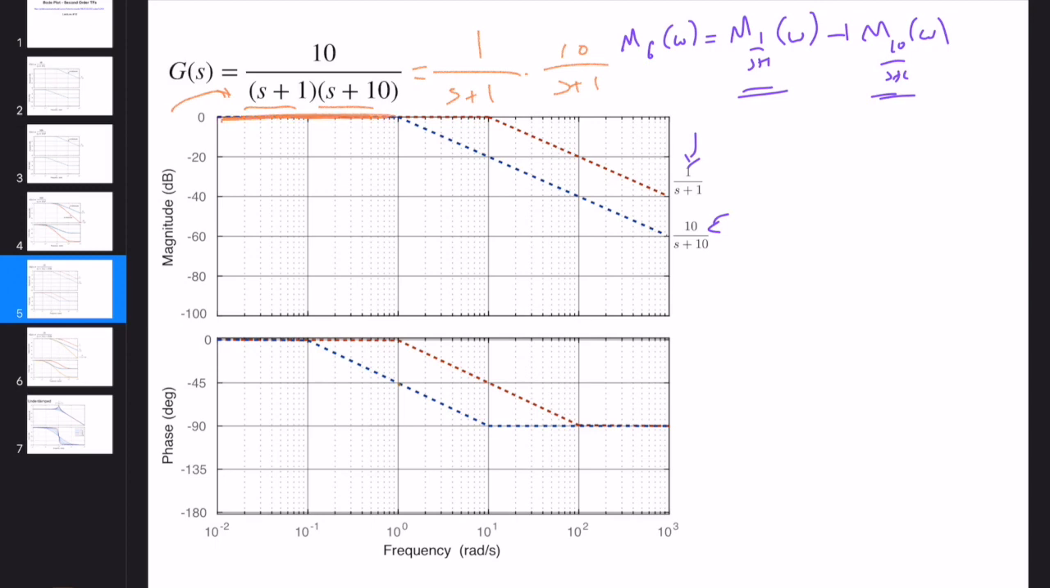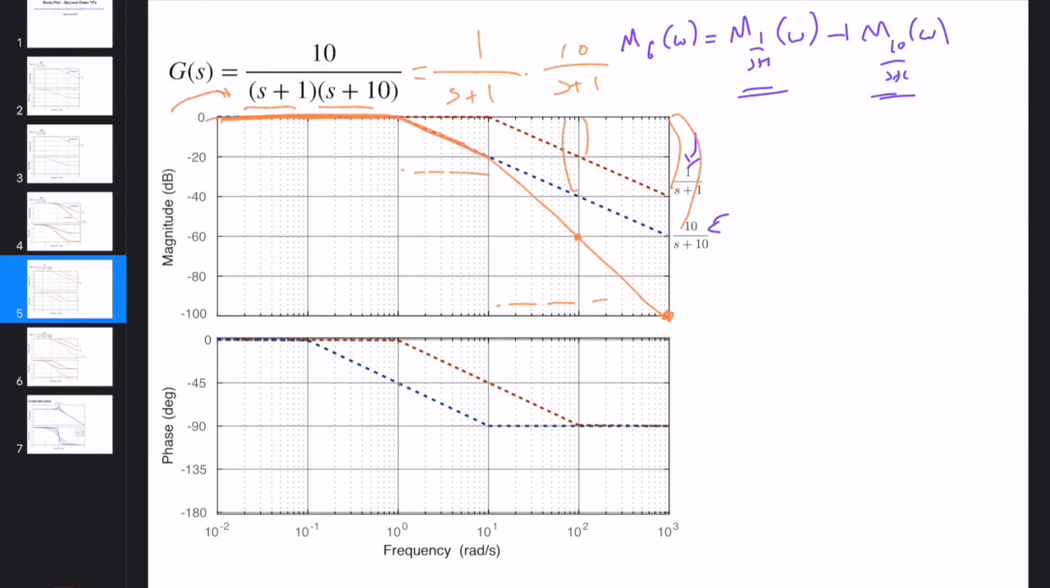This is easy. In this region, as you can see, 1 over s plus 1 is still 0 dB, so technically it will follow the 10 over s plus 10 case. In this region now, as you can see, we have responses in both cases. So let's look at this. This is 1, this is 2, so it should be 3, it should be here at this point. This is 2, this is 3, so it will be equal to 5, it will be here. So if I follow the lines, I obtain this.